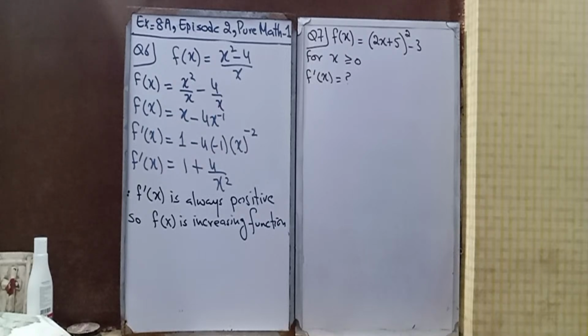Question number 7, we are attempting. A function f is defined as f of x is equal to bracket 2x plus 5 bracket close, whole square, minus 3 for x greater than or equal to 0. Find an expression for the derivative of this function and explain why f is an increasing function. Okay, so first of all, we have to find the derivative.